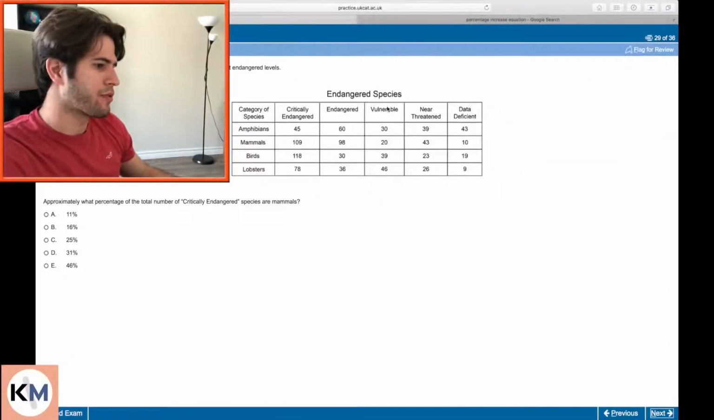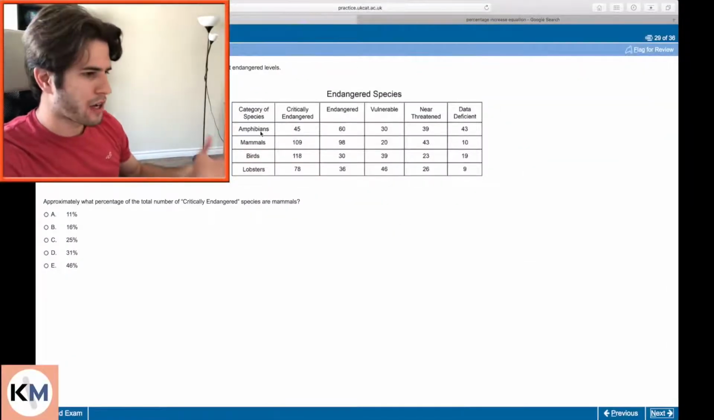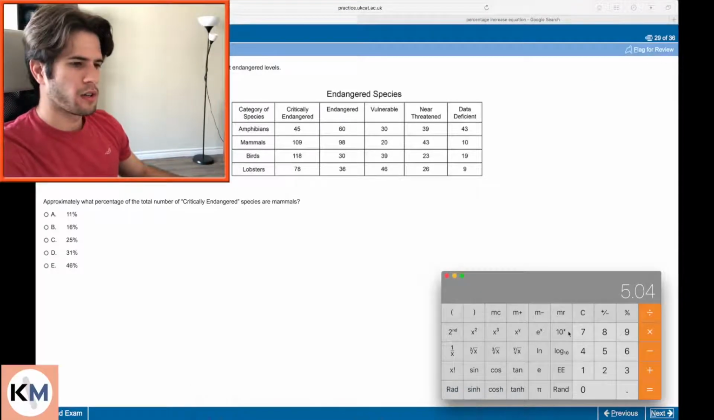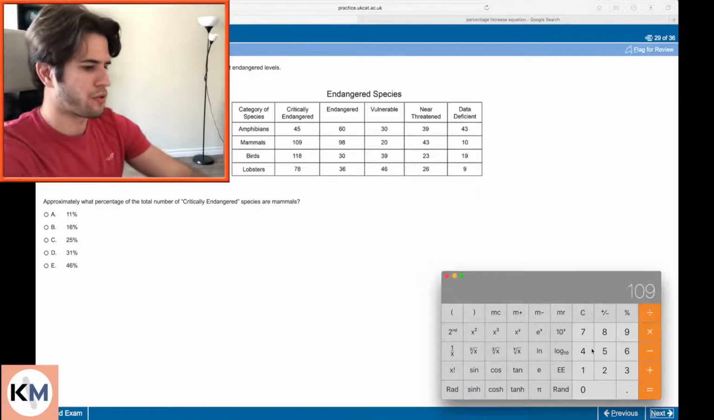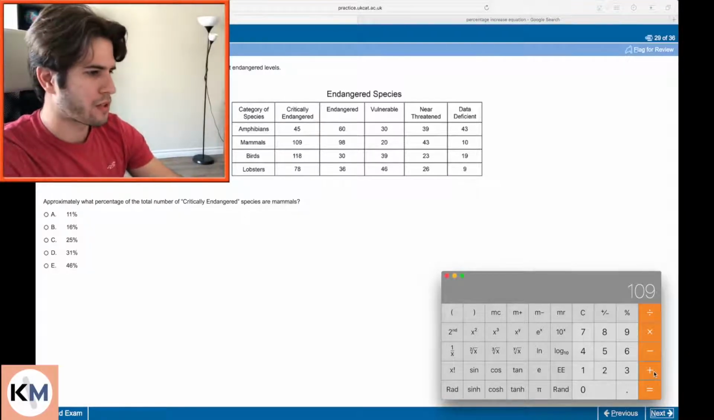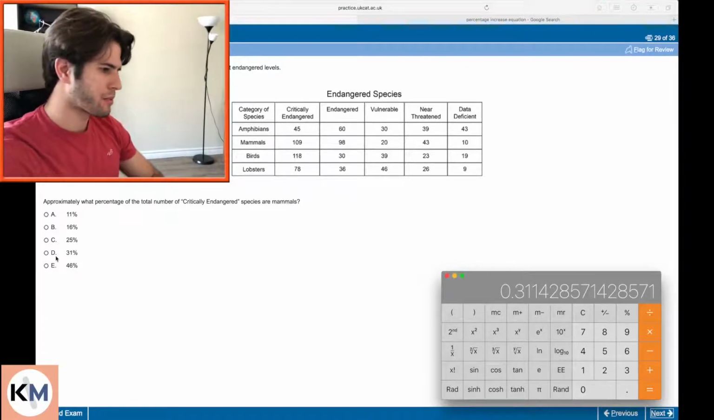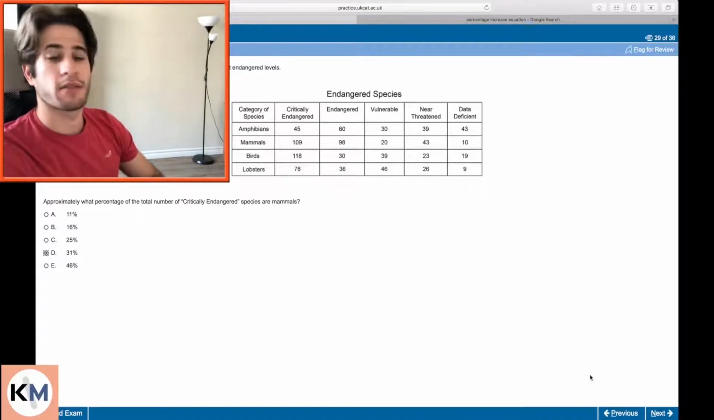And final question I'm gonna do, something about endangered species. Okay, cool. So, approximately what percentage of the total number of critically endangered species are mammals? Critically endangered mammals, that's easy. So 109 divided by the total. So 109 plus 45 plus 118 plus 78, so that's the total, 350. So 109 divided by 350 is 31.14%, so 31%. D, next. That was easy.